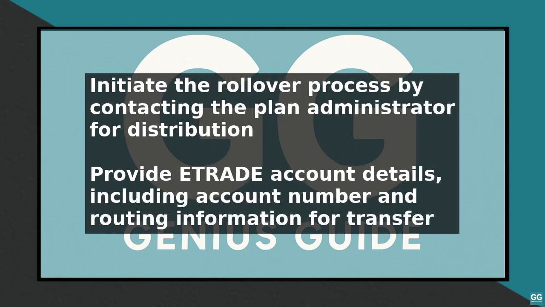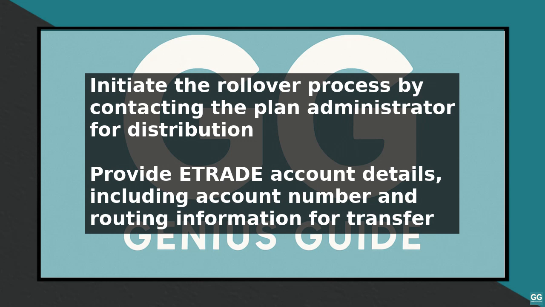If the funds are sent to you, you will need to deposit them into your E-Trade Rollover IRA account within 60 days to avoid taxes and penalties. After the funds are deposited into your E-Trade Rollover IRA account, you can invest them in a variety of assets, such as stocks, bonds, and mutual funds. E-Trade offers a range of investment products and tools to help you manage your retirement portfolio.